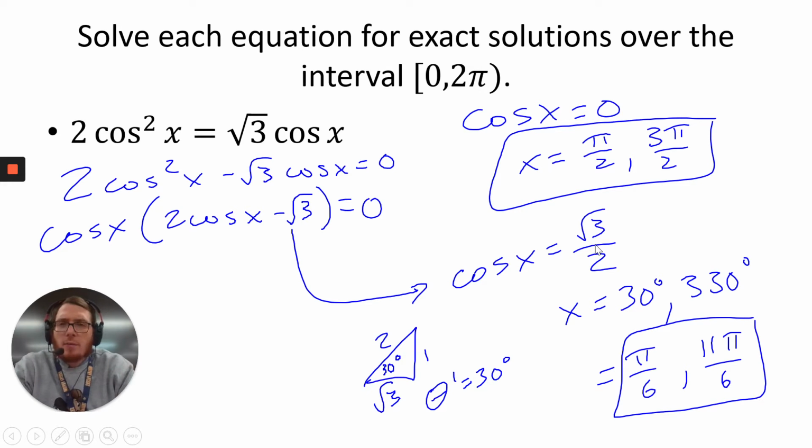The other one is 2 cosine x equals root 3. Solve it and set it equal to 0. Move the root 3 over to the other side, divide by 2. That means cosine is root 3 over 2. That corresponds to a reference angle of 30 degrees. And your two answers would be in quadrant 1 and quadrant 4 because of the all students take calculus, or the fact the x value has to be positive. And you should get pi over 6 and 11 pi over 6 because originally they were 30 and 330 in degrees.